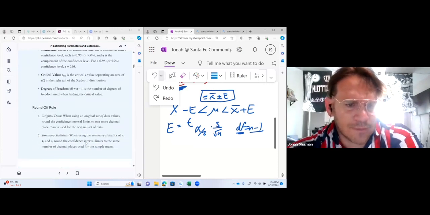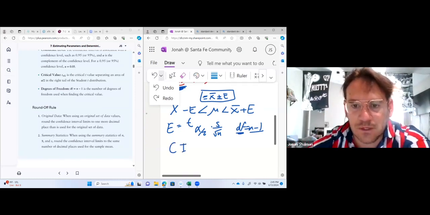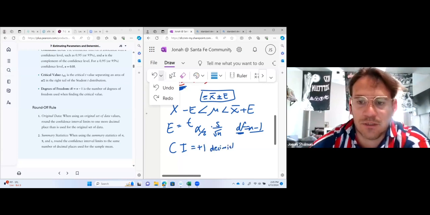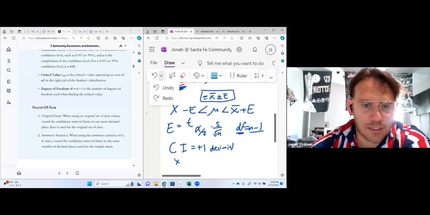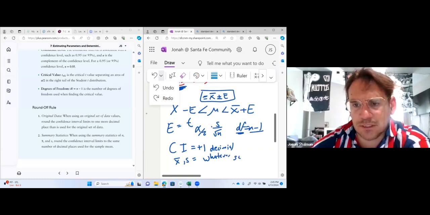All right. So when using the original set of data values, we round the confidence interval limits to one more decimal place than is used for the original set of data. When using the summary statistics, round the confidence interval limits to the same number of decimal places as used for the sample mean. So basically, whenever we're doing the confidence interval, we need plus one decimal. That's the best way to think about it. And for your regular ones, your x bar, your S, it's just going to be whatever the sample mean is that they give you.